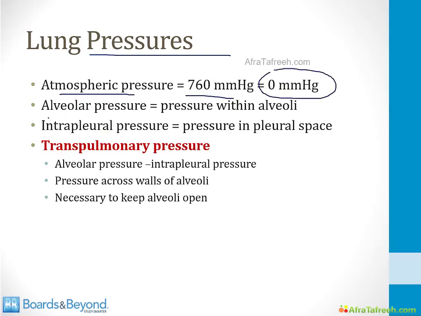So the first important pressure is the alveolar pressure. This is the pressure within the alveoli, as the name implies. The second important pressure is the intrapleural pressure. This is the pressure in the pleural space. The pleural space is the space between the lungs and the chest wall.